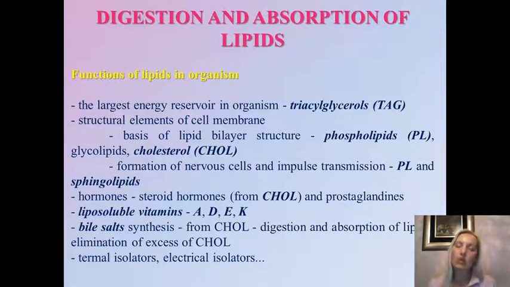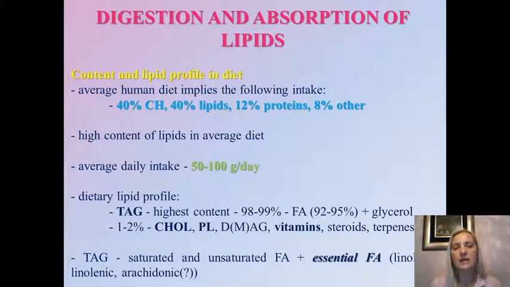Plus, they are also involved in the elimination of excess amounts of cholesterol from our body, but that is going to be the topic of one other video and for some other time. Also, lipids are considered to be very good thermal isolators, electrical isolators, and there are many other functions of lipids. So let's start from the beginning.